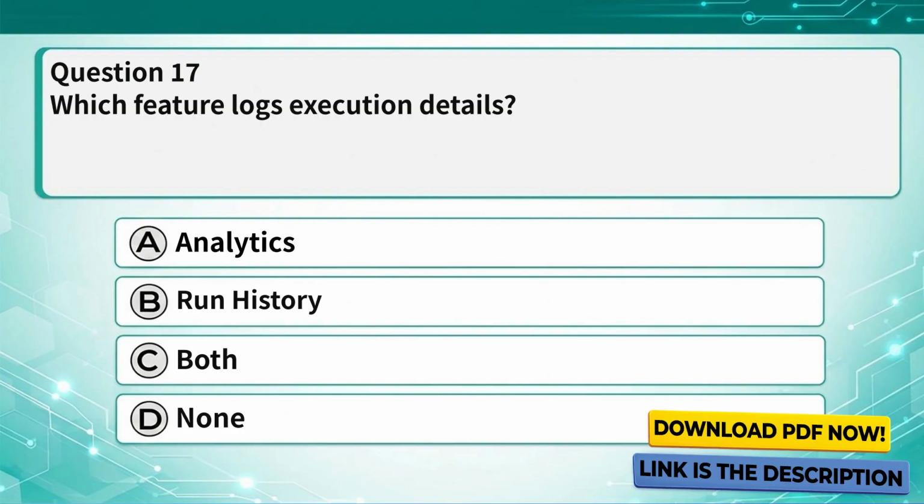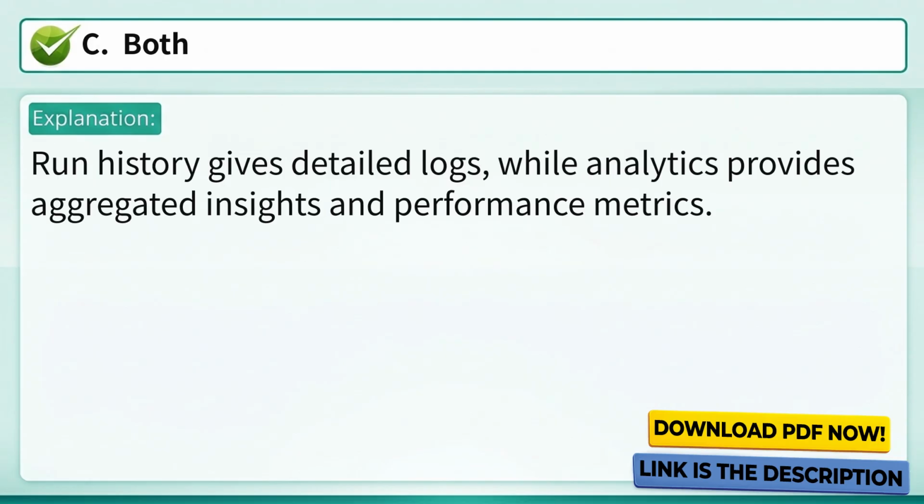Question 17. Which feature logs execution details? A. Analytics. B. Run history. C. Both. D. None. Correct answer, C. Both. Explanation: run history gives detailed logs, while analytics provides aggregated insights and performance metrics.